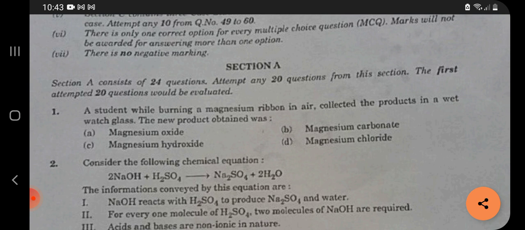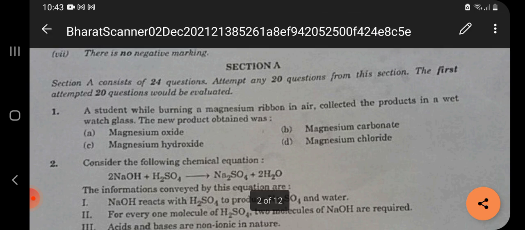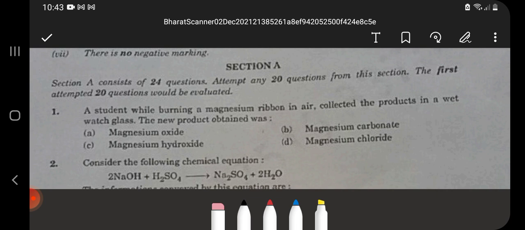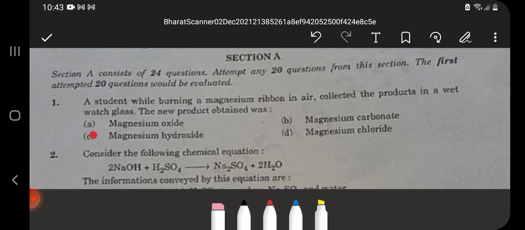Now going to Section A. A student, while burning a magnesium ribbon in air, collected the products in a wet washcloth. The new product obtained was... The answer is C, magnesium hydroxide.